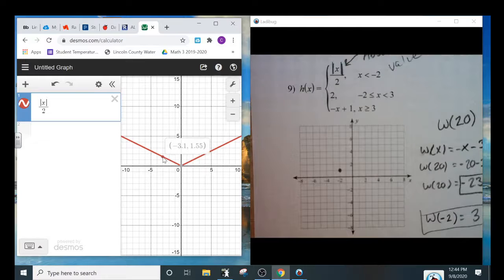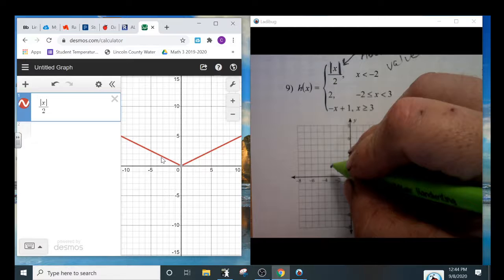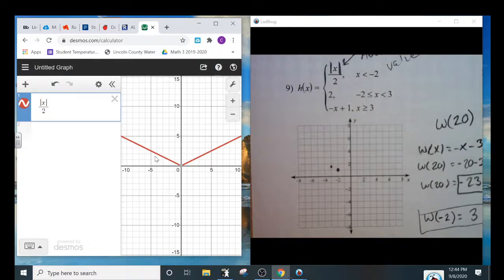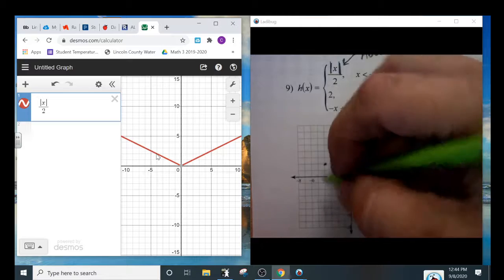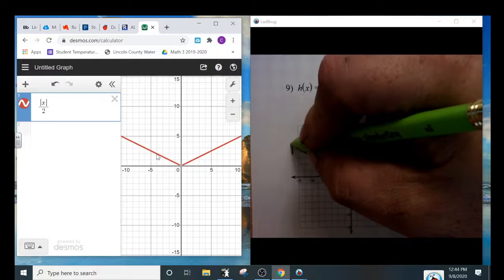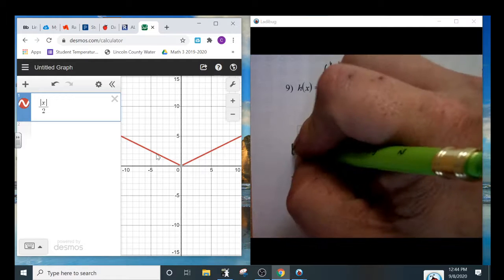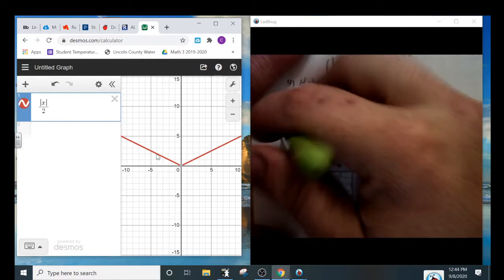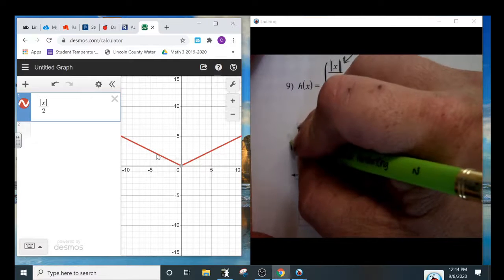When x is -3, it's 1.5. When x is -4, y is 2. All right, guys, so basically we're going to have one that looks kind of like this. There's our absolute value function. Guys, how did I know to graph left and not right? How did I know?